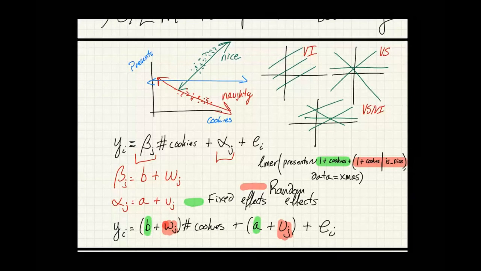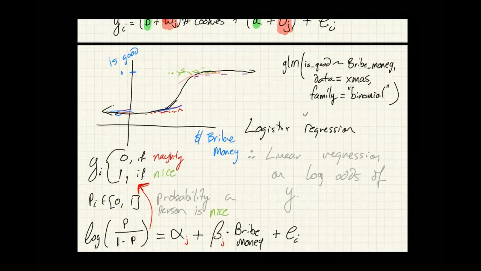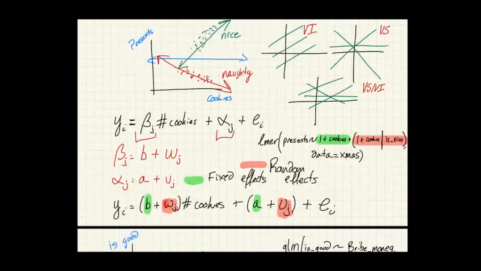If you just wanted to vary the intercept, you keep cookies out of the grouping factor. If you just want to vary the slope, you keep the 1 out of the grouping factor, or even better, you add a 0 in the grouping factor instead of 1. But that's the multi-level, and that is the logistic. Okay, so naughty or nice, logistic. Varying relationships between cookies and presents, multi-level.